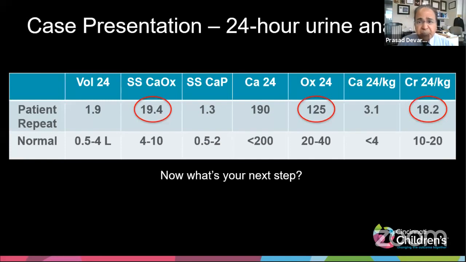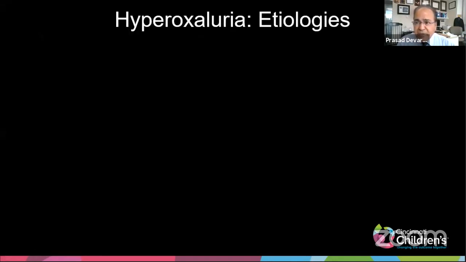The next step is to measure 24-hour urine for risk factors of kidney stones. So we already talked about the spot urine, which showed a high oxalate level. And here, the same patient got a 24-hour urine check.